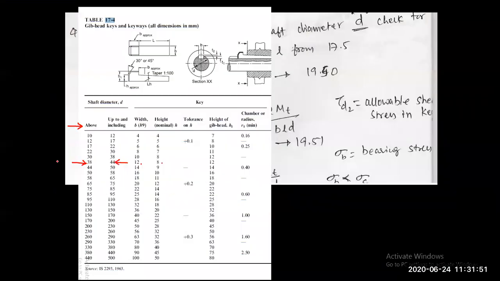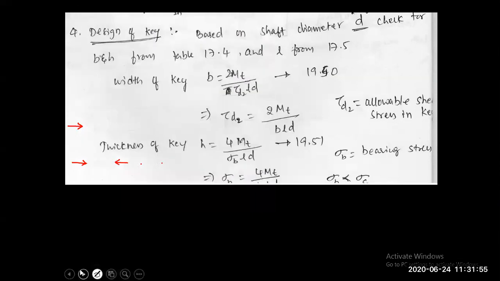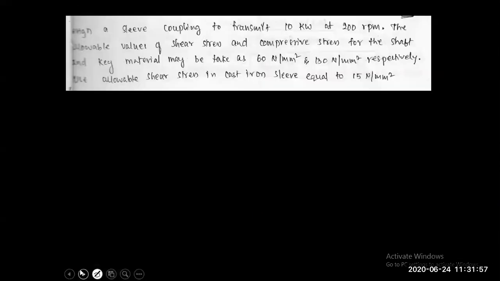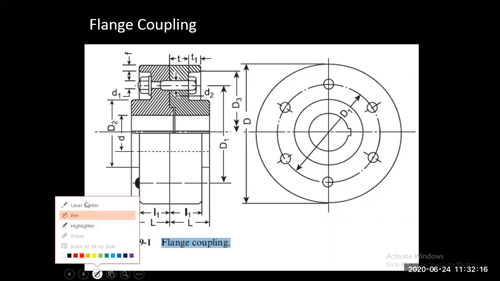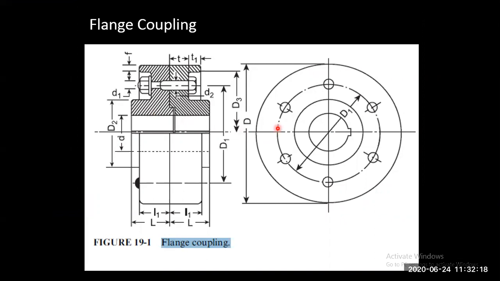Then let's move on to the next type. All 4 steps are done, and the first problem we did. So the next topic is flange coupling. Flange coupling is another type of rigid coupling, where the objective is to transmit power between 2 shafts.